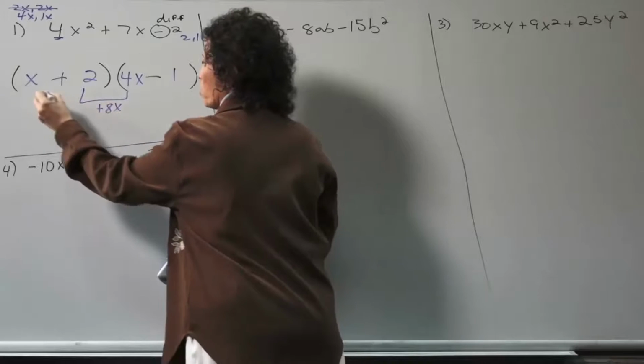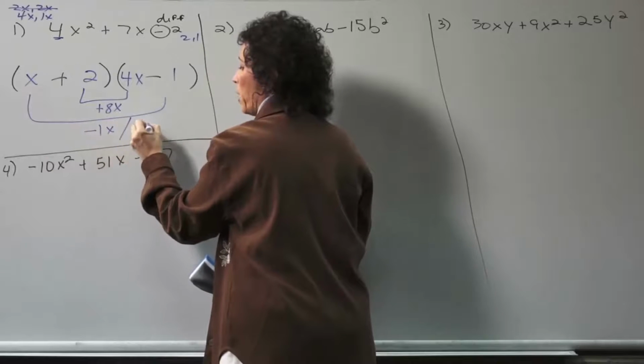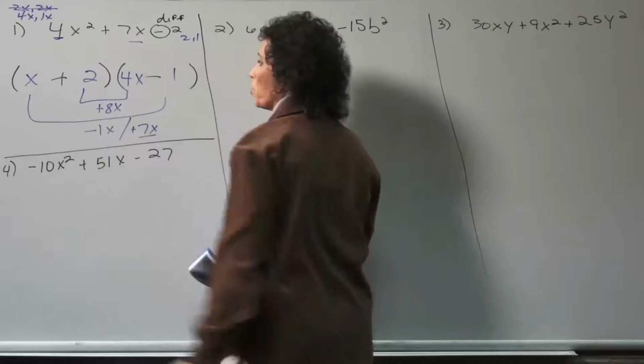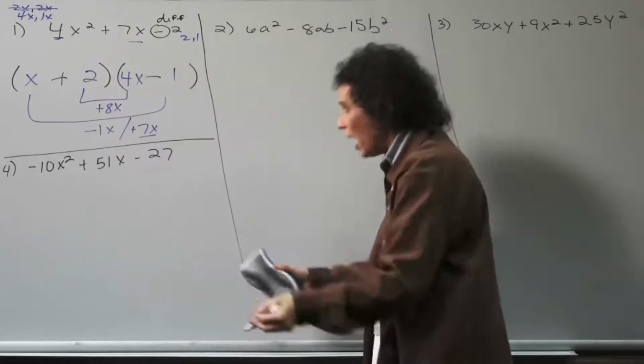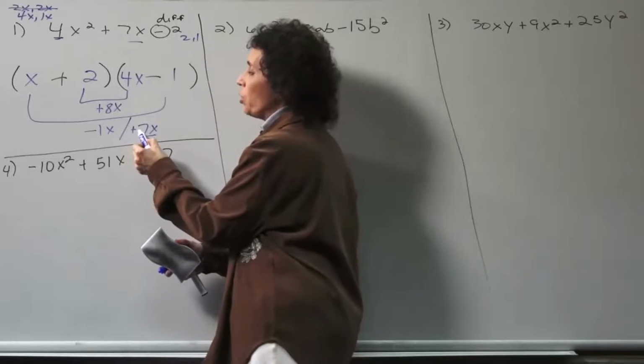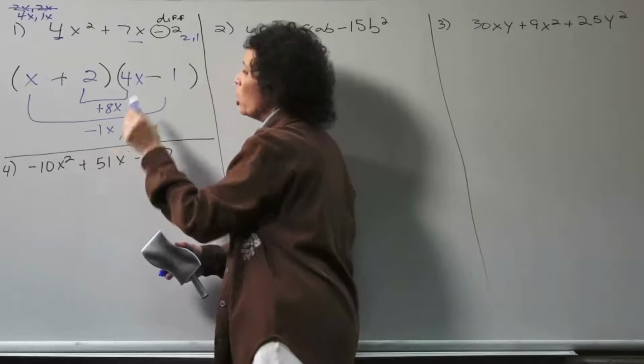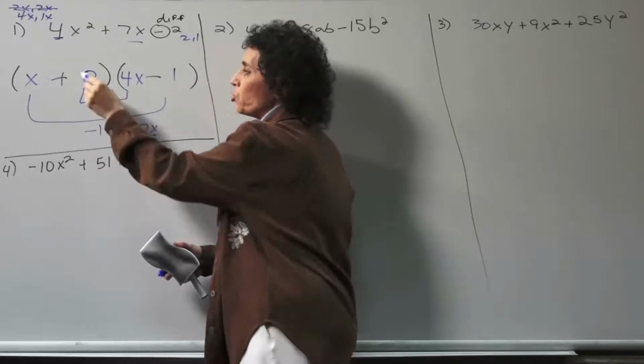Positive 8x, negative 1x, and there's your positive 7x, which is your middle term. You are done. Now I have to tell you, if this came out to a negative 7x, the number would be right, but the sign would be wrong. Do not move the numbers, just change the signs.